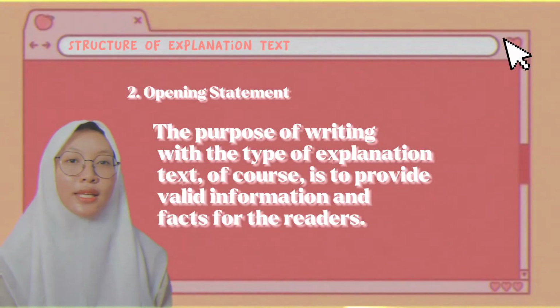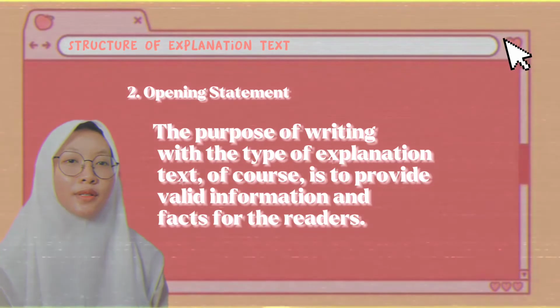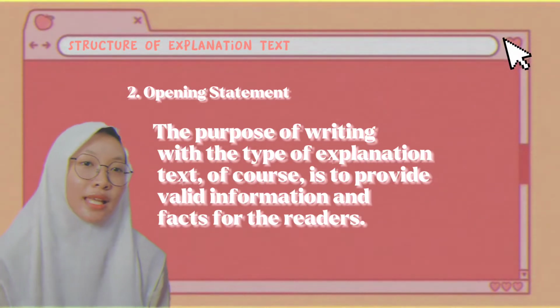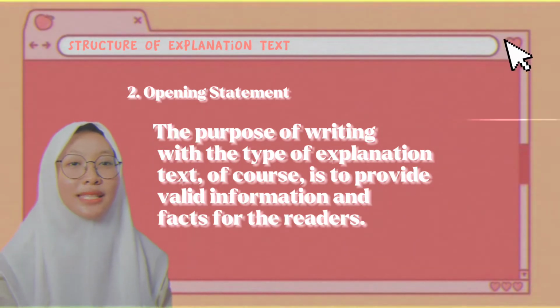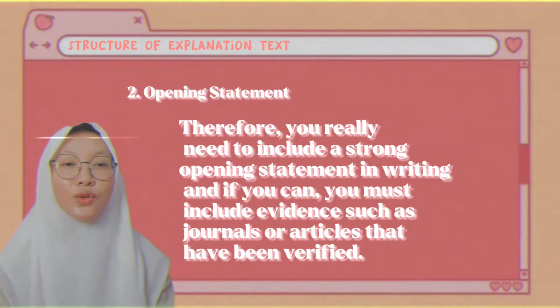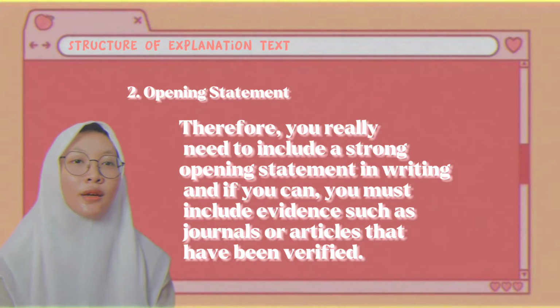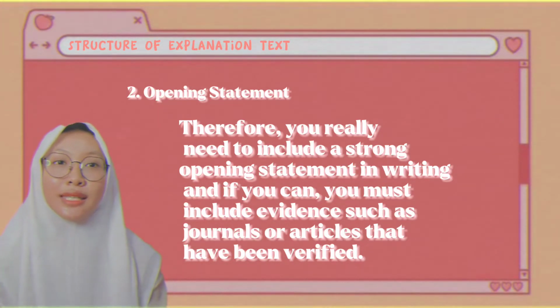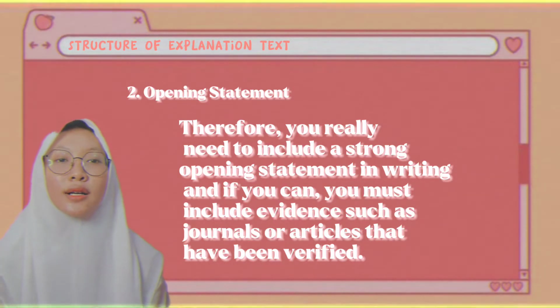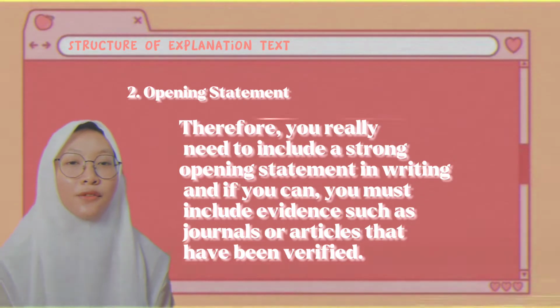Number 2 is opening statement. The purpose of writing with the type of explanation text, of course, is to provide full information and facts for the readers. Therefore, you really need to include a strong opening statement in writing, and if you can, you must include evidence such as journals or articles that have been verified.